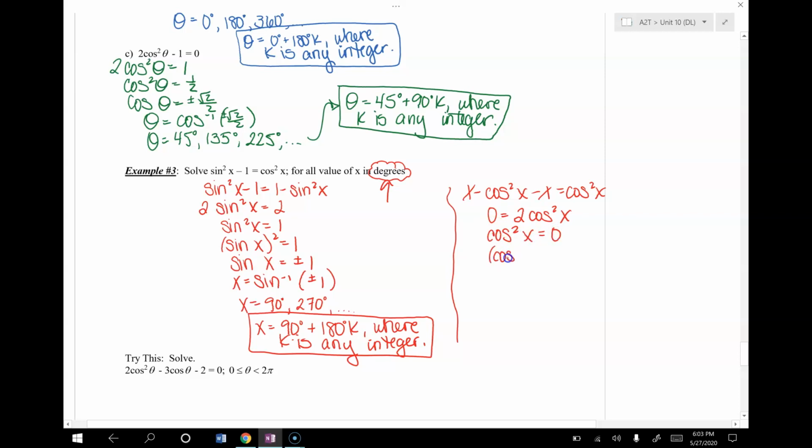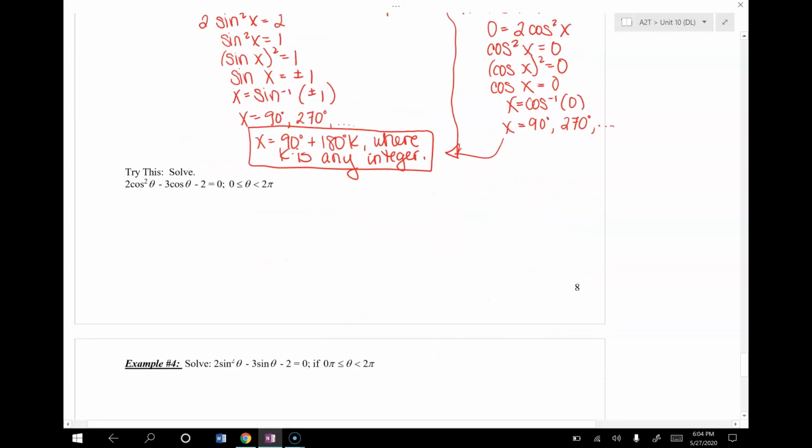Again, this is the same as the cosine of x quantity squared is equal to 0. So the cosine of x, if I take the square root of both sides, is equal to 0. X is equal to the inverse cosine of 0. And where is that? Oh, hey now, it's at 90 degrees and 270 degrees and so forth. Exactly the same answer. Okay, so please know that you have the freedom to choose which one you want to change. You should get the same answer.